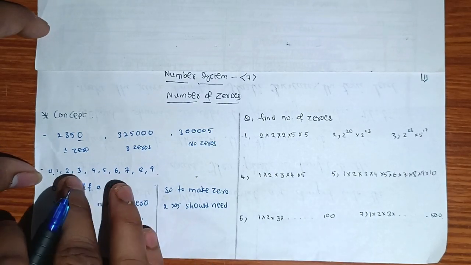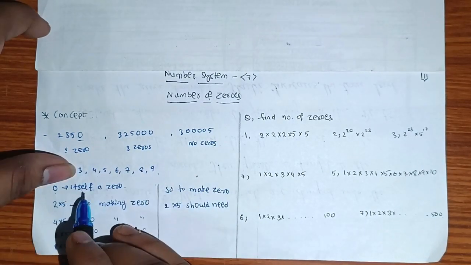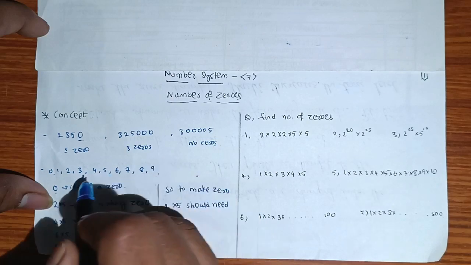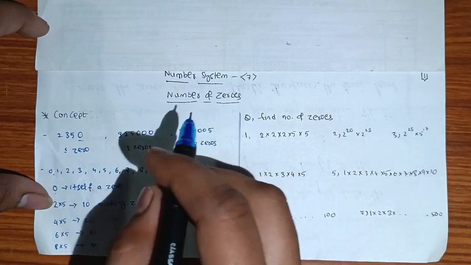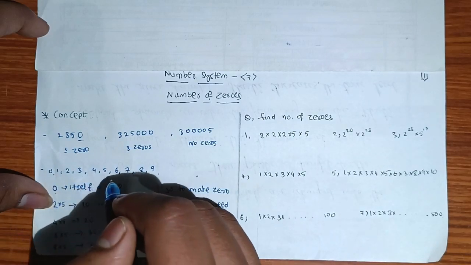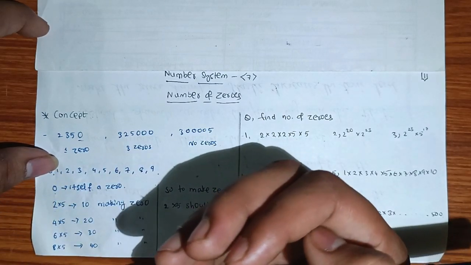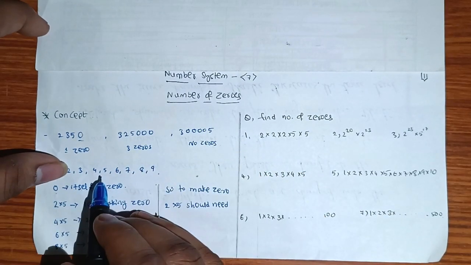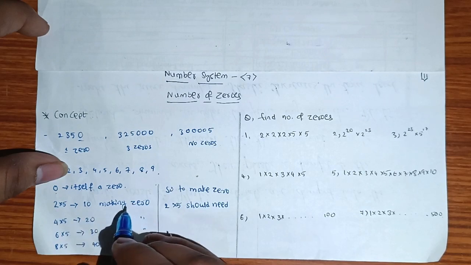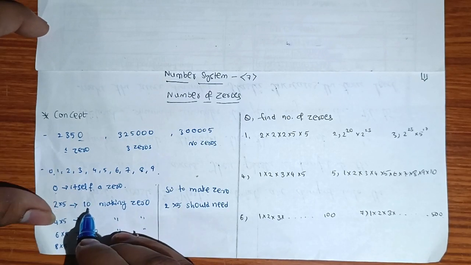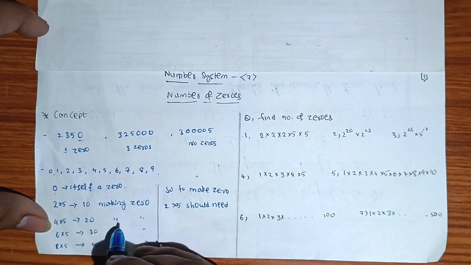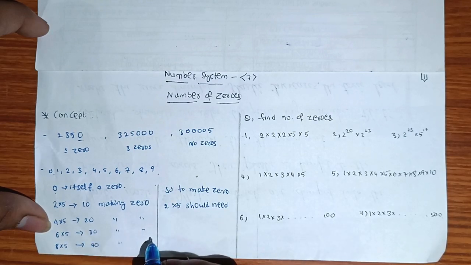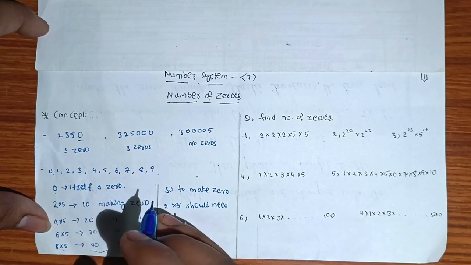The number is formed with all these digits. 0 itself is a 0. If we multiply 1 into 0, it will be a 0. But the other thing is we need to find which number will be making 0 or not. If we multiply 2 into 5, it gives the result as 10. You can see it is making 0. If we multiply 4 into 5, it is also making a 0. If we multiply 6 into 5, which is 30, it is also making 0. 8 into 5, 40, also 0.